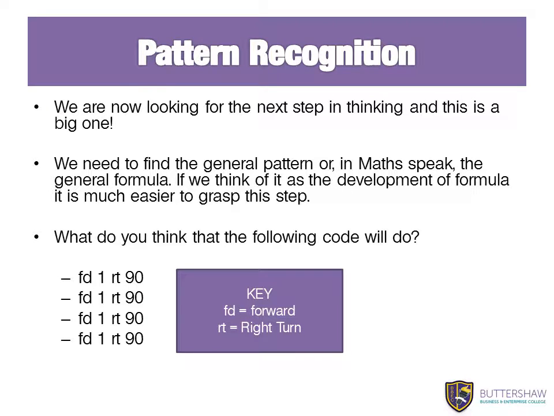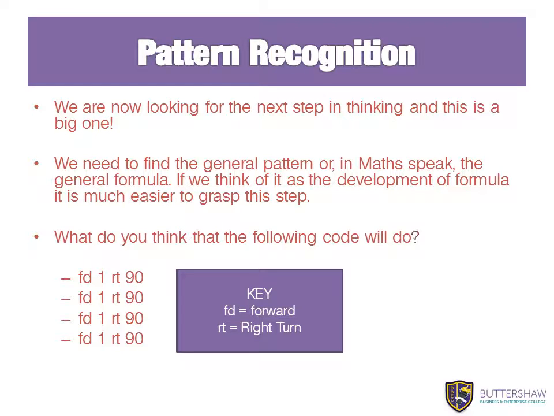Pattern recognition. We are now looking for the next step in thinking, and this is a big one. We need to find the general pattern, or, in math speak, the general formula. If we think of it as the development of formula, it is much easier to grasp this step. What do you think the following code will do? FD1 RT90, FD1 RT90, FD1 RT90, FD1 RT90. What shape do you think this code is going to create?